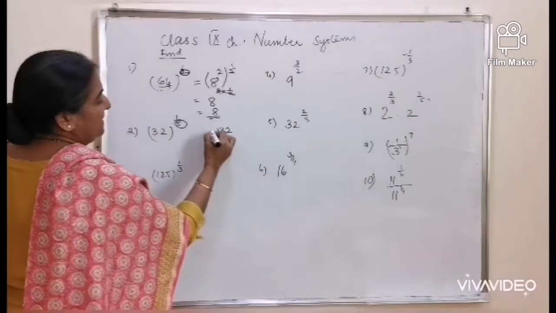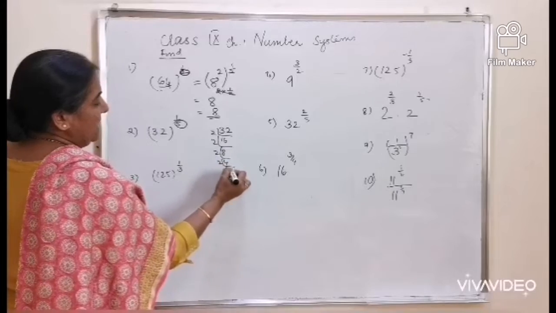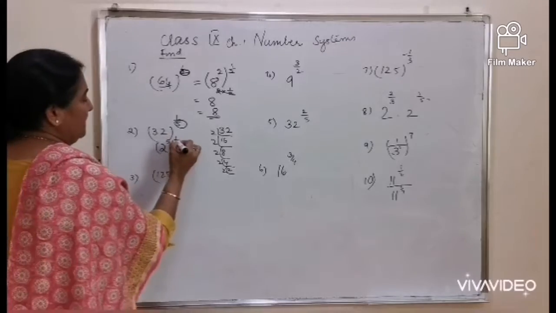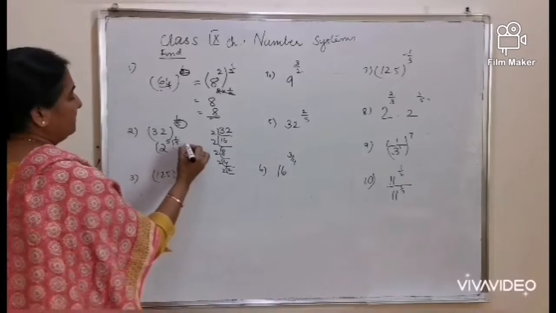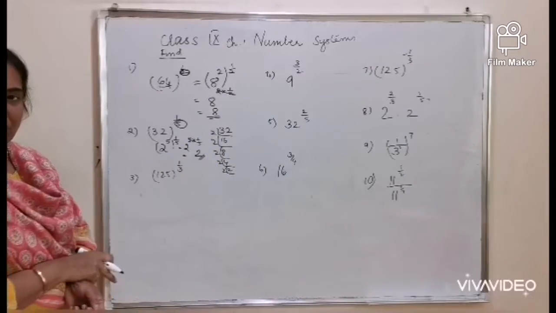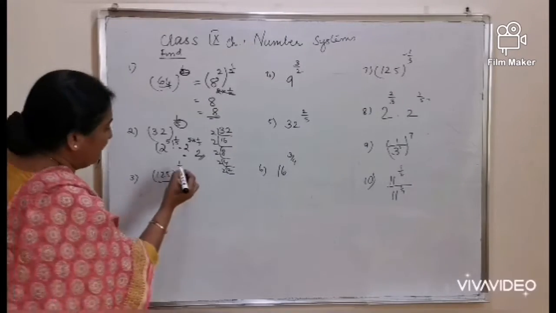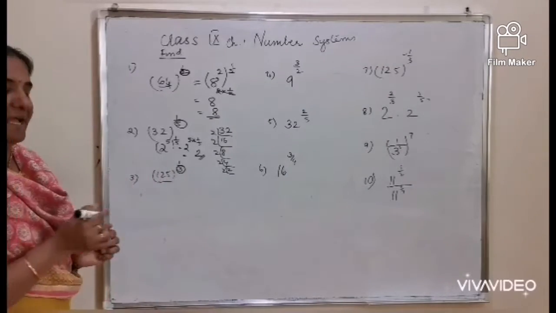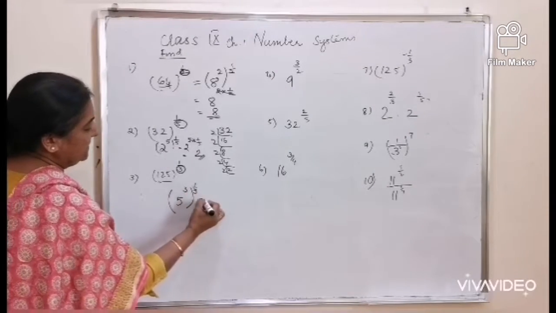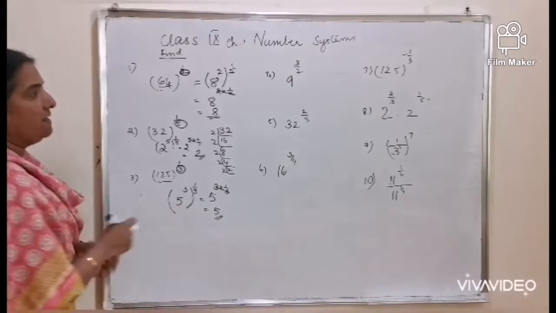You can check the factorization. The factorization gives you the number as 2 to the power of 5 into 1 by 5. Again, 2 to the power of 5 into 1 by 5. The answer is 2. Similarly, how to express 125 to the power 3 as 5 cubed to the power of 1 by 3, 5, 3 into 1 by 3, or the answer is becoming 5.